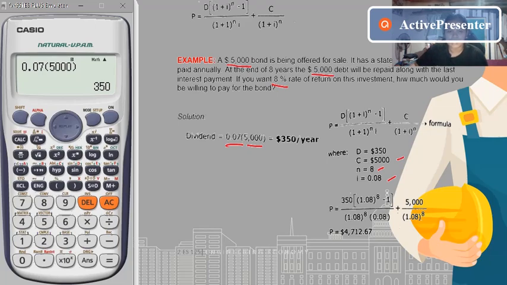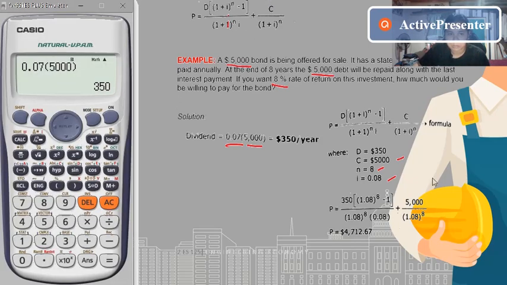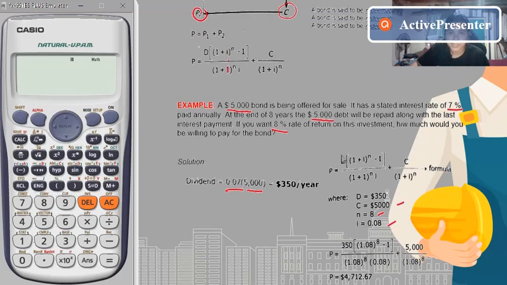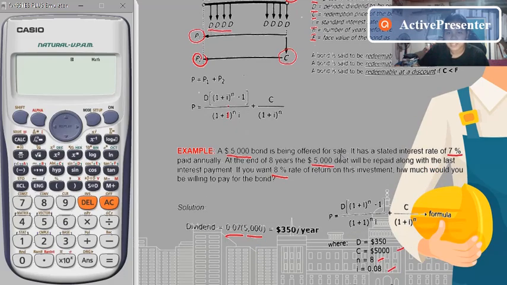Our formula for the bond is P equals D times (1 plus I raised to N minus 1) divided by (1 plus I raised to N multiplied by I), plus C divided by (1 plus I) raised to N. Since we are given all the values for our bond problem, we need to solve for P. P is the present value or the current price of the bond.